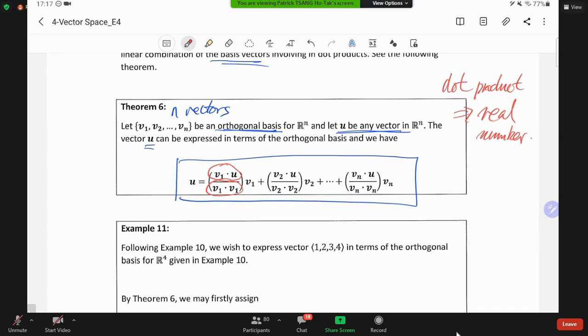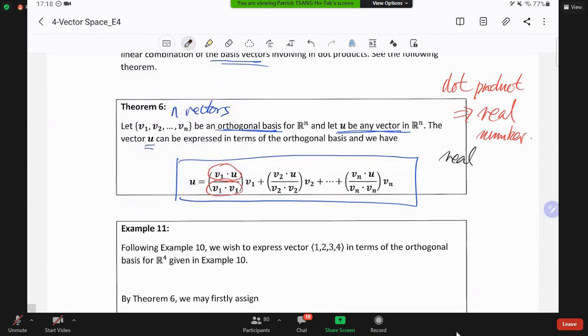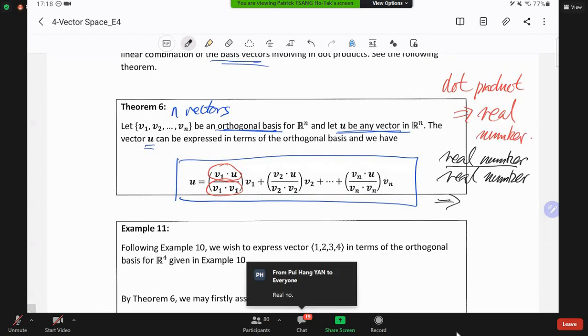In the fraction, the numerator as well as the denominator are dot products. In other words, we have a real number divided by a real number. So can you tell me, for a fraction of a real number divided by a real number, what is the nature of this fraction? Of course, you are going to get a real number, right? So this is the first finding.